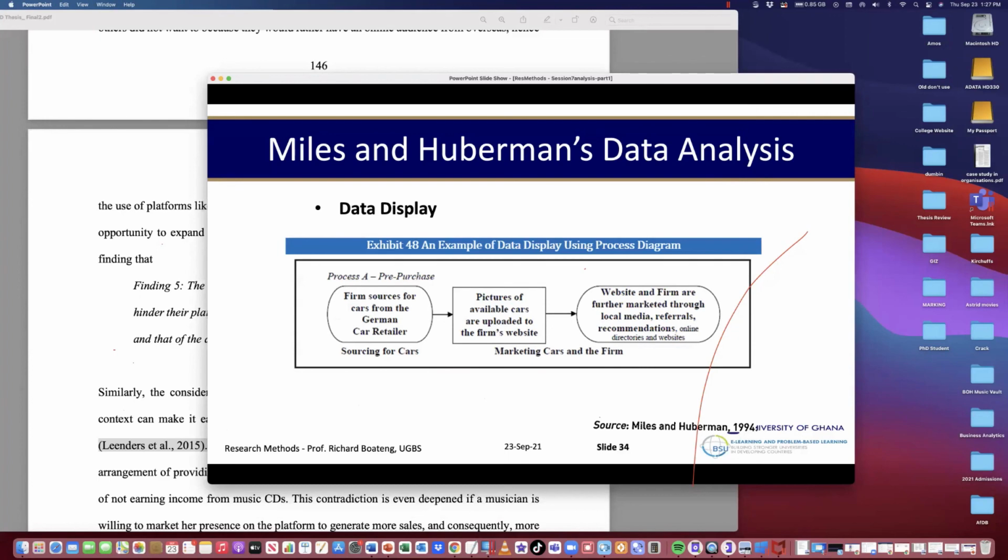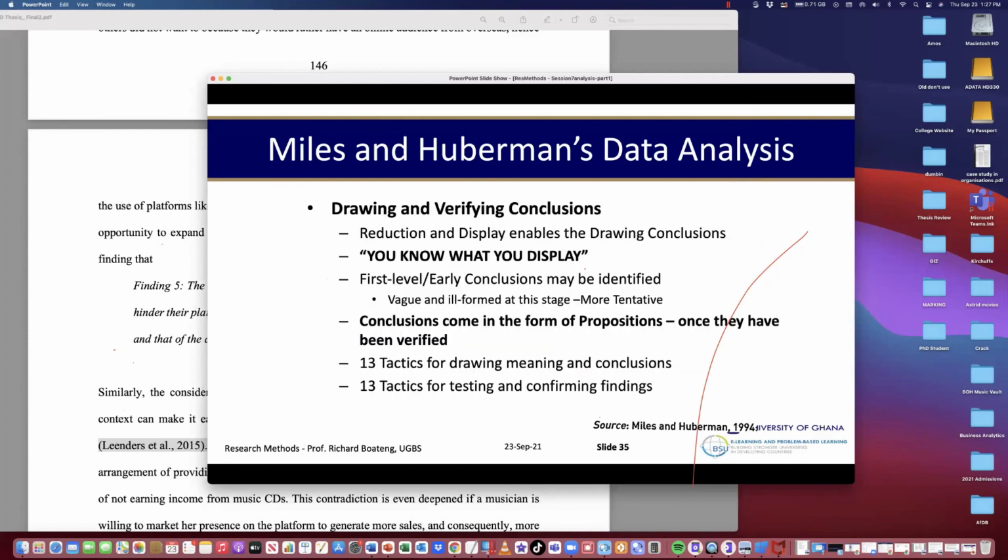Okay, so data display can also be shown here. This one is from my car company, and we're showing the process by which they deliver their cars. Then the last part is drawing and verifying conclusions.